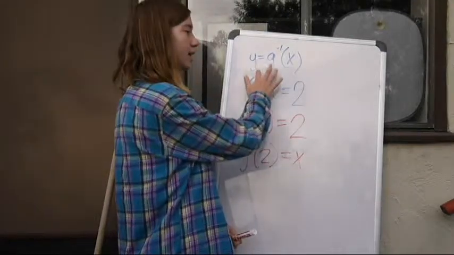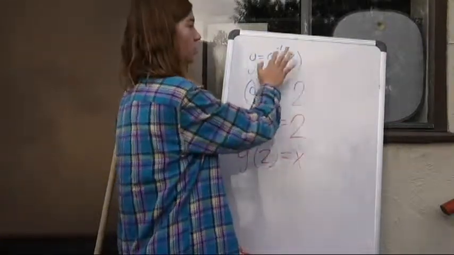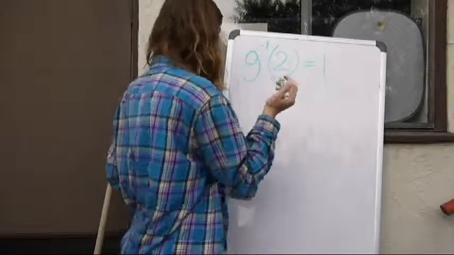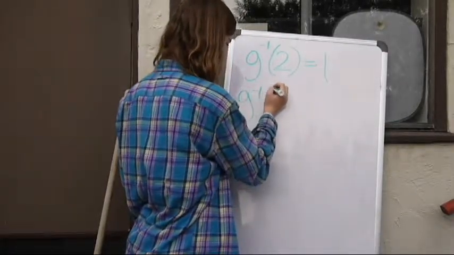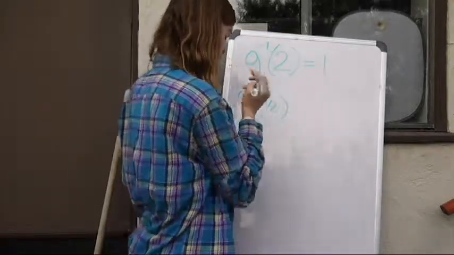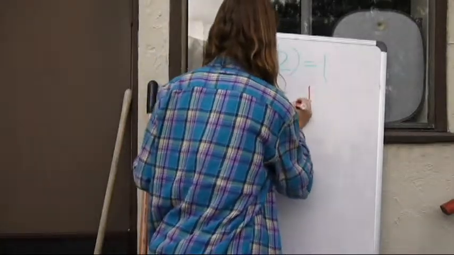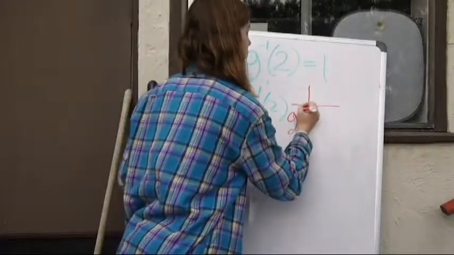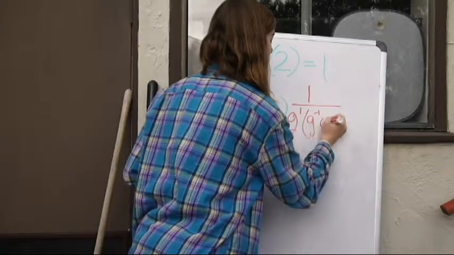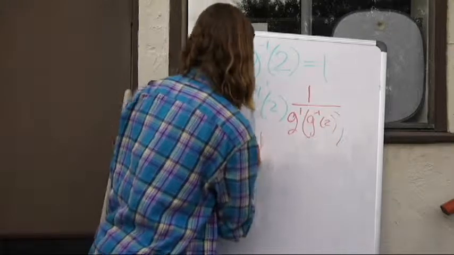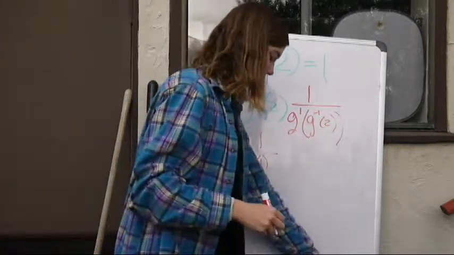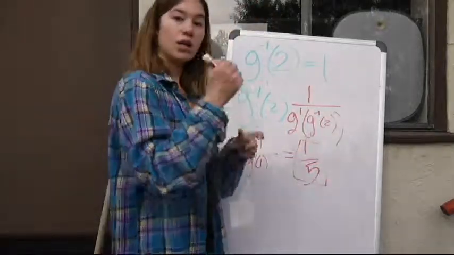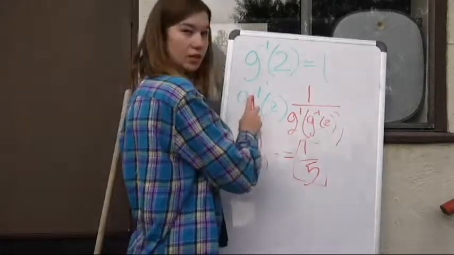So y equals g inverse of x, g inverse of 2 is 1, so we're going to need to find the derivative of g inverse at 2. That is going to be 1 over g prime of g inverse of 2. We solve g inverse of 2 is 1, so it's 1 over g prime of 1, and then we look back, g prime of 1 is 5, so it's 1 over 5. That's going to be the slope at g inverse of 2.